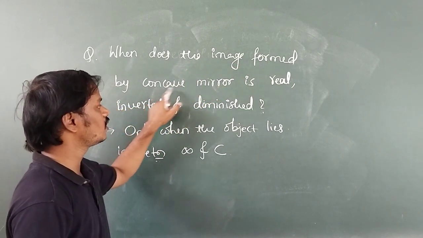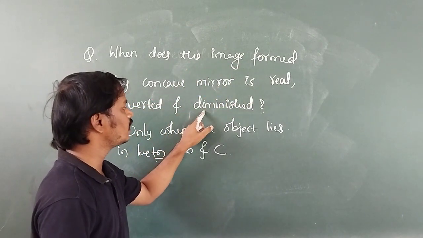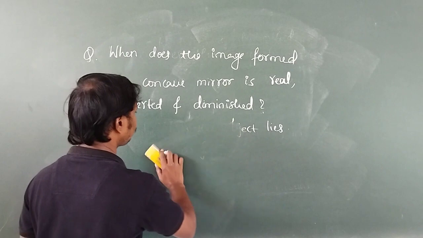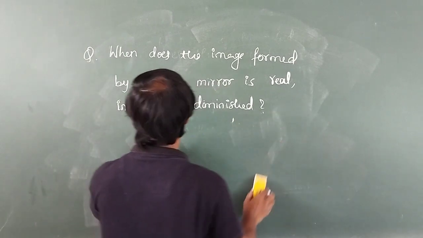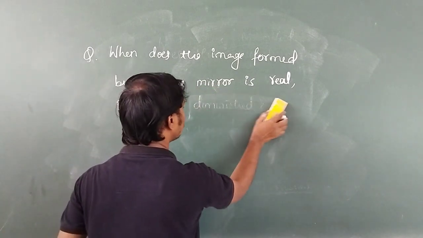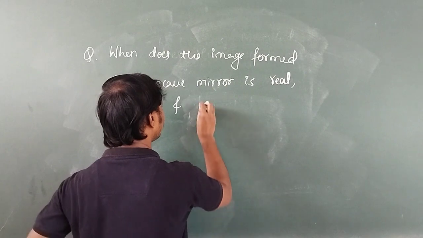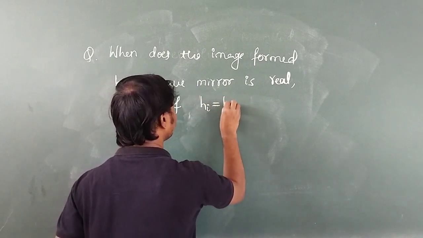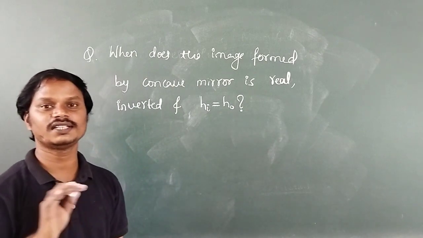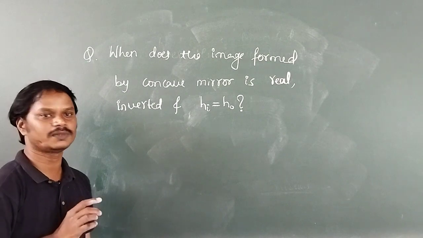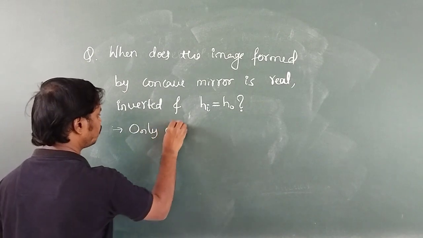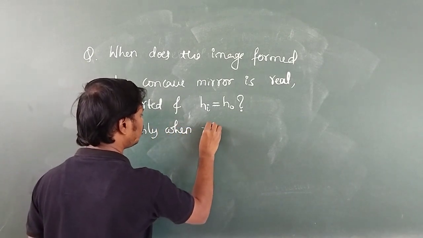Then next question: when is the image formed by a concave mirror real, inverted and the size of the image equal to the size of the object? I will write that as hi equal to ho. So only when the object is at C. C means here the center of curvature. The answer is only when the object lies at the center of curvature.